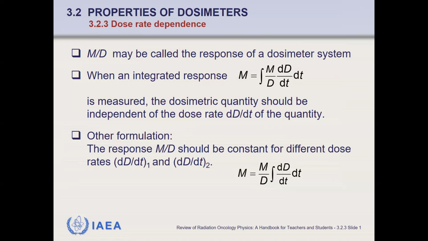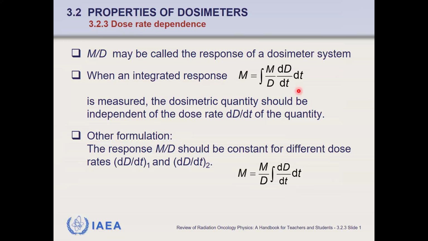When you are measuring an integrated response, you are essentially measuring the cumulative effect of radiation over a period of time. So we have here the integral over time, integral M over D, dD over dt, dt. So we are measuring the cumulative effect of radiation over a period of time.